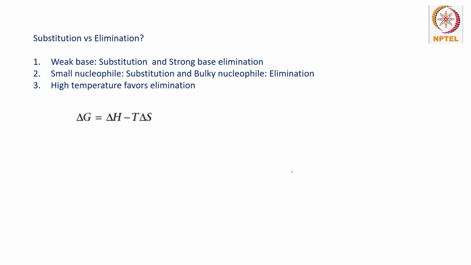So now the question is, when any substrate is given, how will you understand what it will prefer, and whether a given base will act as a base or as a nucleophile, and whether the reaction will go through substitution or elimination. The first thing you have to see is that if it is a weak base, then it will undergo substitution, and if it is a strong base, it will undergo elimination. What does it mean?